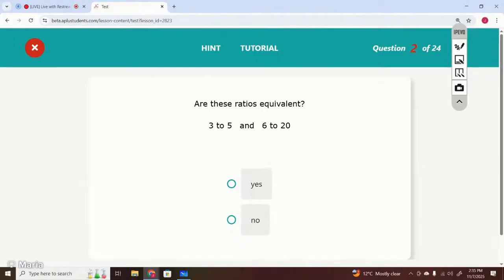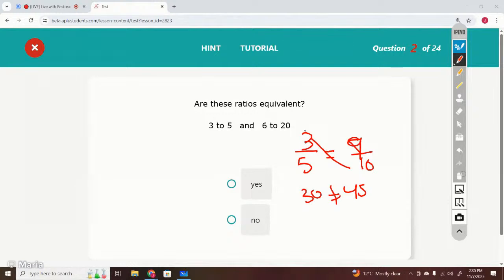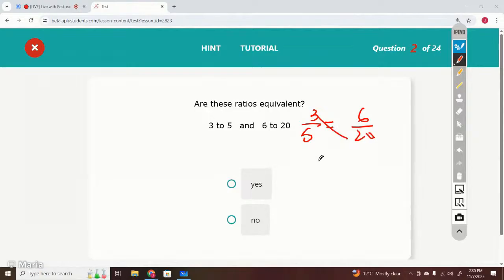So 3 to 5 and 6 to 20. 20 times 3 is 60 and 5 times 6 is 30. So no, they are not equal. That means no, they do not form a proportion. The correct option is no.